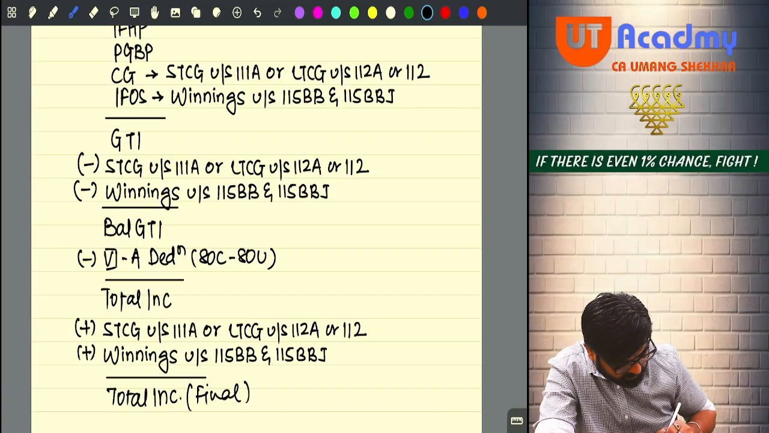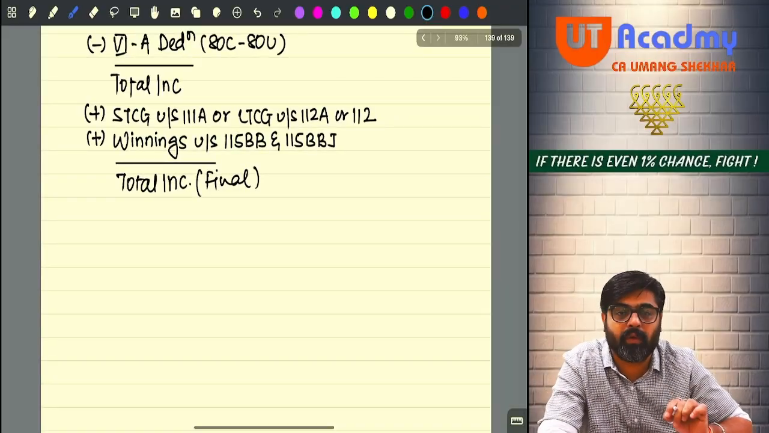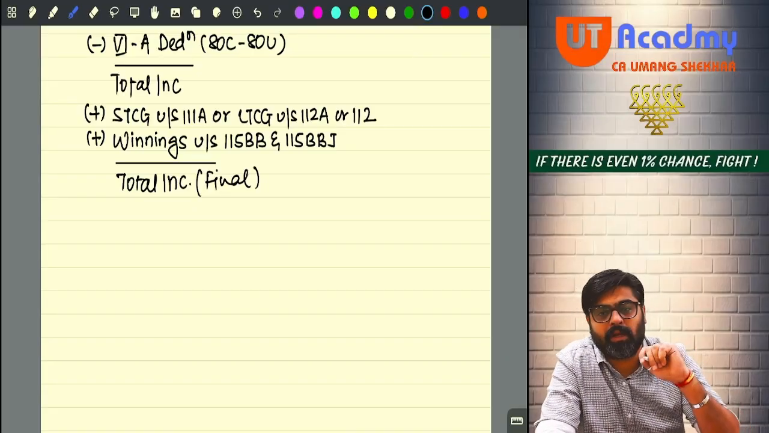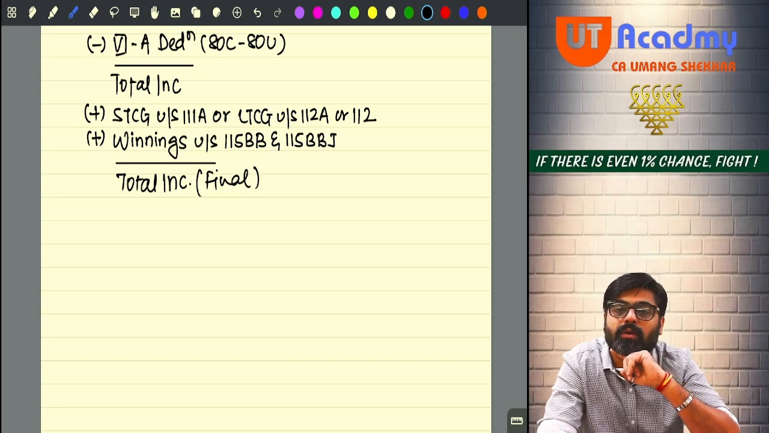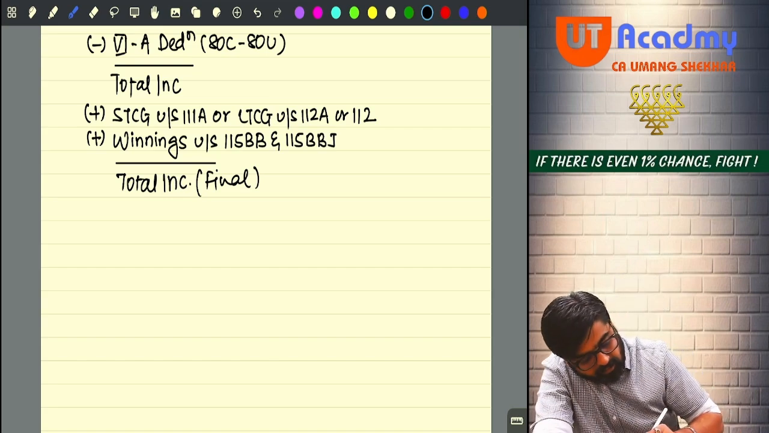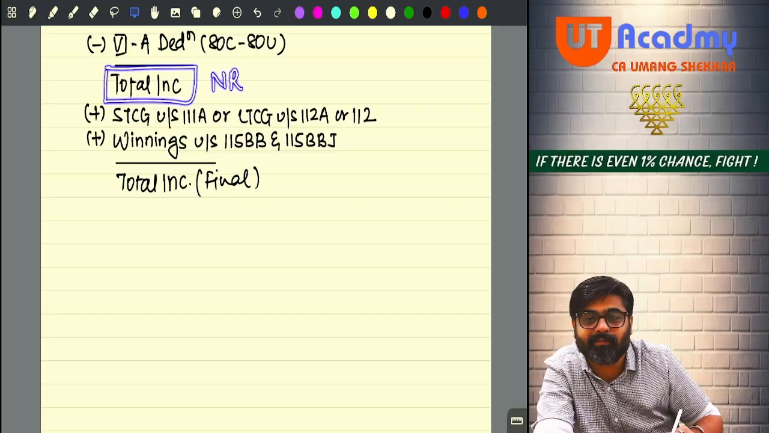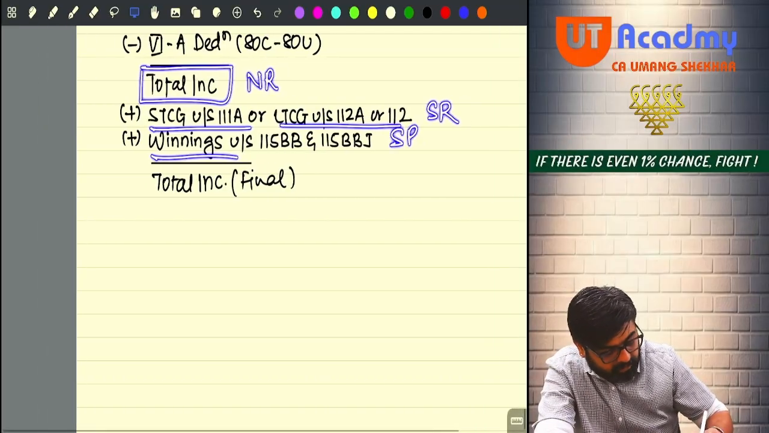Final figure of your total income. Now whenever the tax rates are to be applied, you are going to apply the tax rate on this total income. Now can I say in your total income, you have included all these incomes? Yes or no? This part of your total income is taxable at what rate? Normal rates. On short-term gain and long-term gain, there are special rates. On winnings also, there is a special rate of 30%.